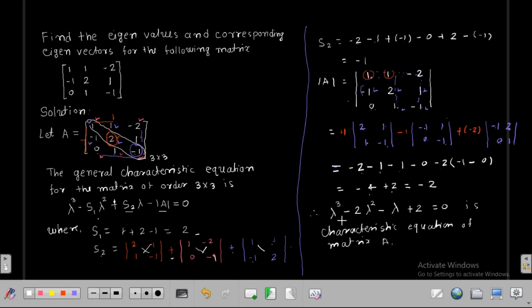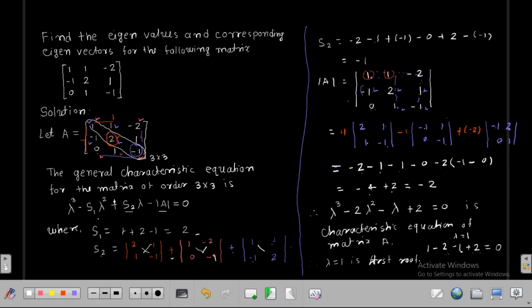So put lambda equal to 1. After putting lambda equals 1, we get 1 cube is 1, minus 1 square is 1, 1 into minus 2 is minus 2, minus 1, then plus 2. After adding this, 1 plus 2 is 3, minus 2 minus 1 is minus 3, plus 3 minus 3 is 0. So we get 0. Therefore, lambda equal to plus 1 is the first root. Now to find the other 2 roots of lambda, use synthetic division.